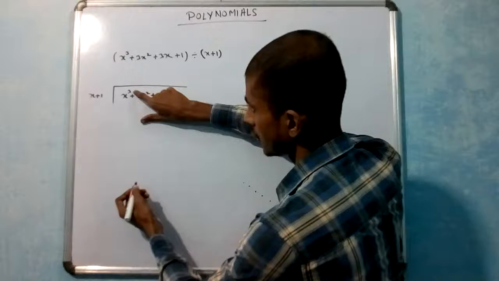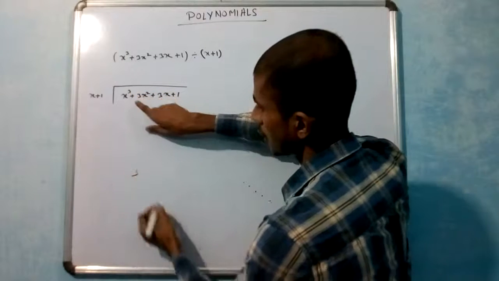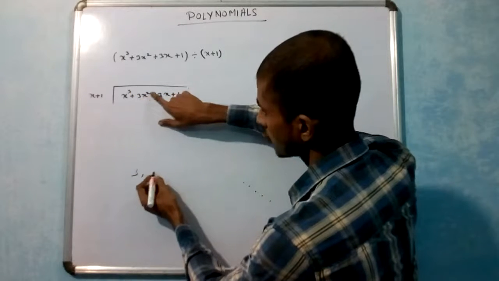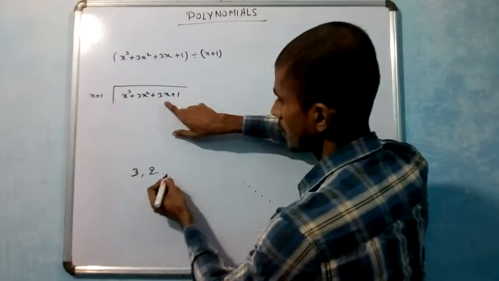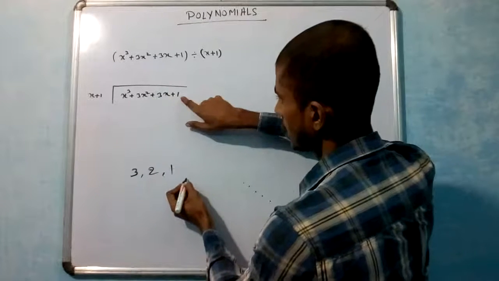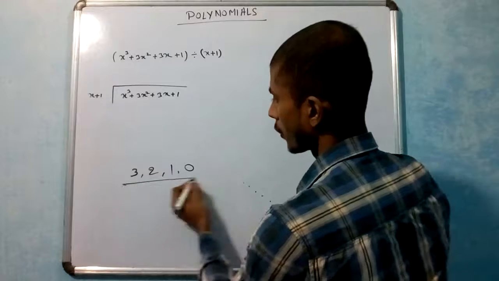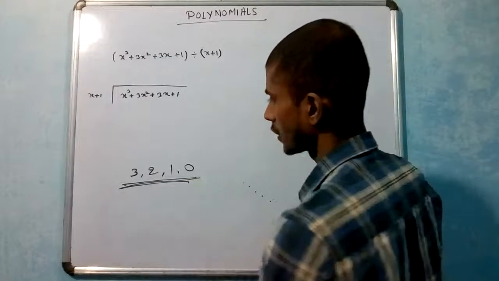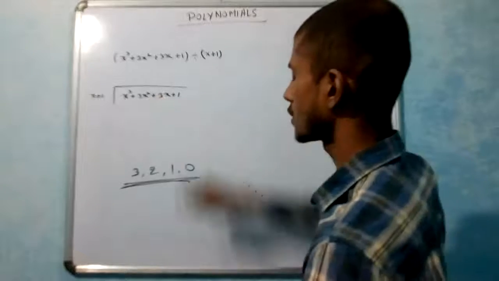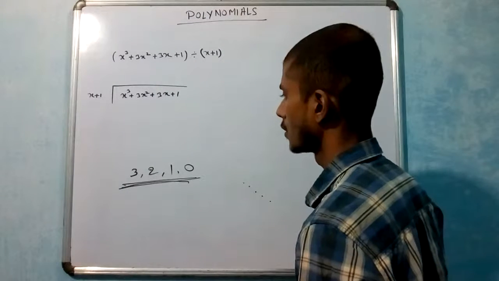How do you understand it is already arranged? Sir, I can see here x cube, the power is 3. In the next term, I can see 3x square, the power is 2. Next term, 3x, the power is 1. In this, the power is 0. So, sir, the powers are already arranged in descending order of the powers of the variable.